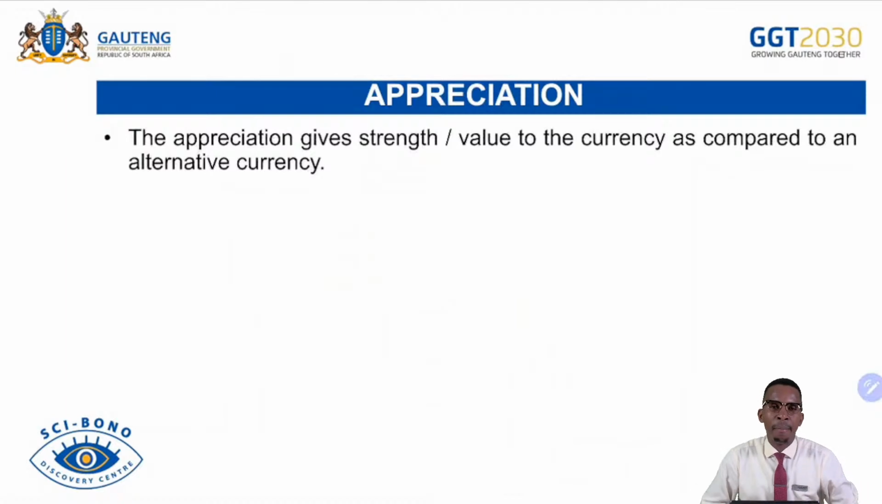So now let's check appreciation. If we talk about appreciation, we talk about a strengthened or strong currency. If the currency is appreciating, it becomes relatively strong compared to another currency. For instance, if our South African rand is appreciating, the US dollar will be depreciating. It is very important for you to know that this move happens simultaneously, but they cannot both appreciate. If the rand appreciates against the dollar, the dollar will be depreciating against the rand.